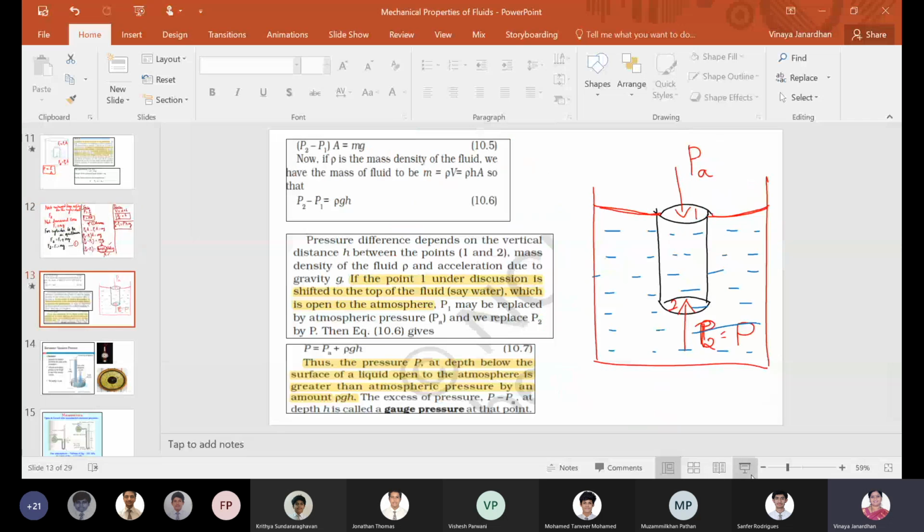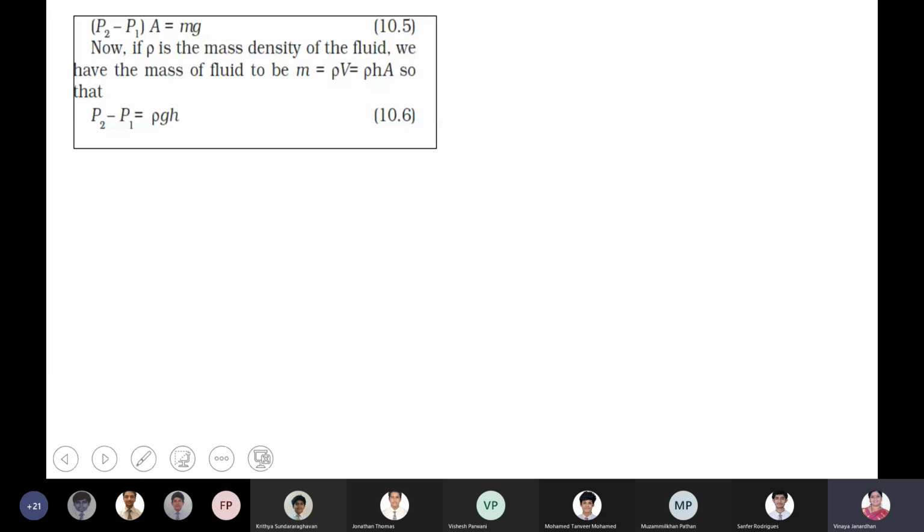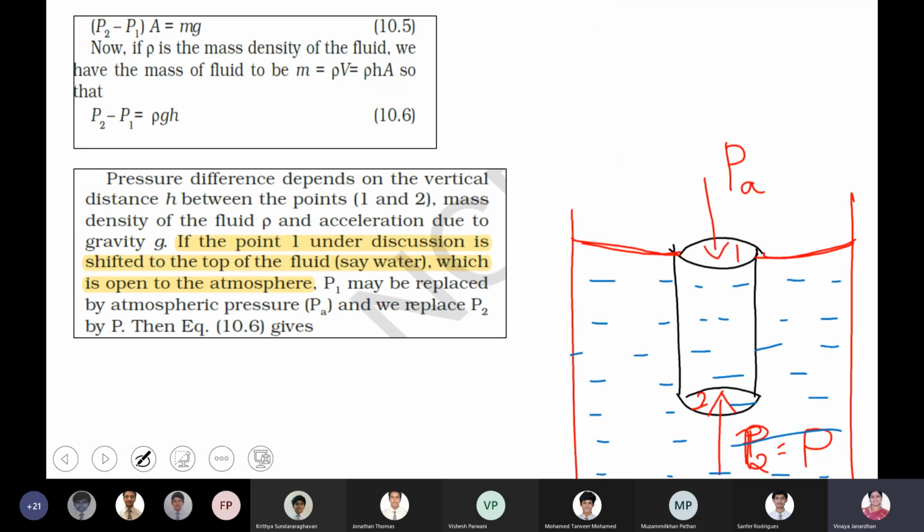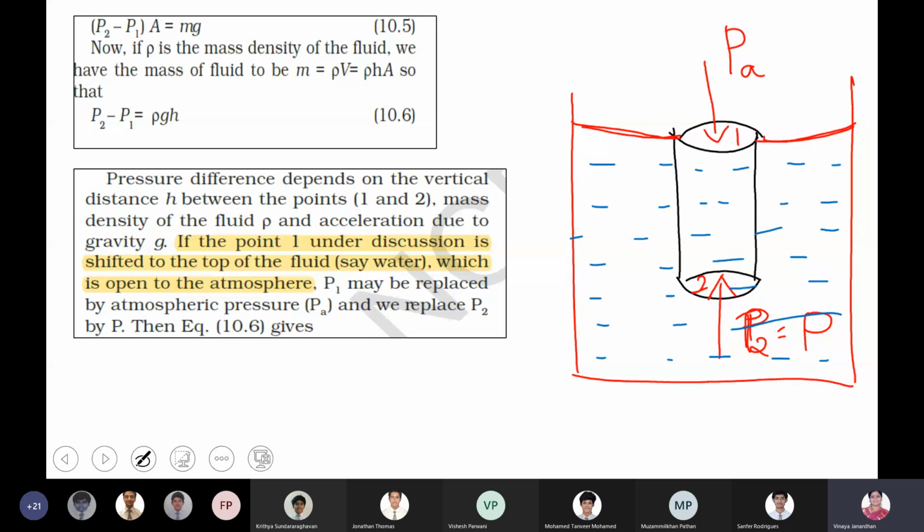Now look at this, boys. This is what you have arrived at. Now what we'll do is push the cylinder to the upper surface. Previously the cylinder was below, right? Now I'll put the cylinder so that surface 1 is exposed to the atmosphere. No need to write the statement, only the diagram. You can have a rough diagram. Your cylinder has now moved to the upper surface so that the upper surface is exposed to the atmosphere.